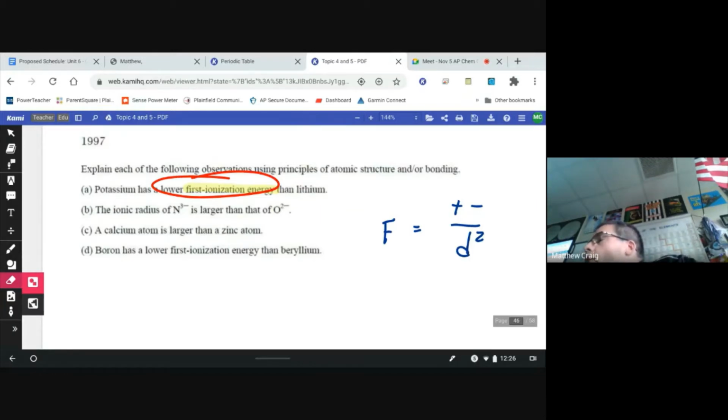I was trying to write as he spoke. Again, wherever you have lithium, put potassium. Wherever you have potassium, put lithium.